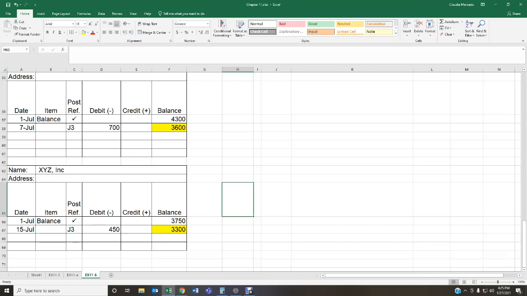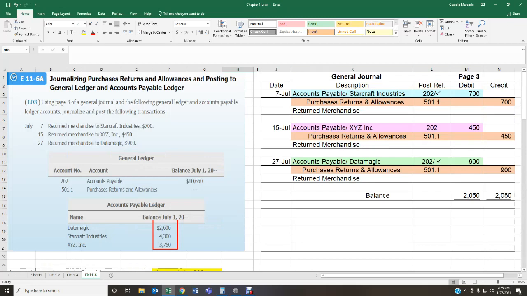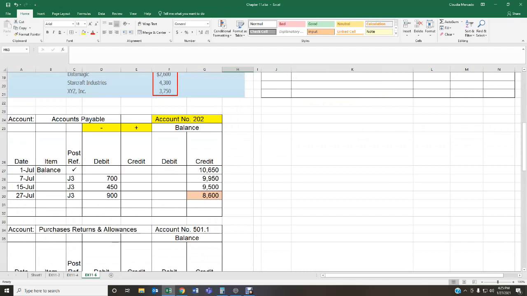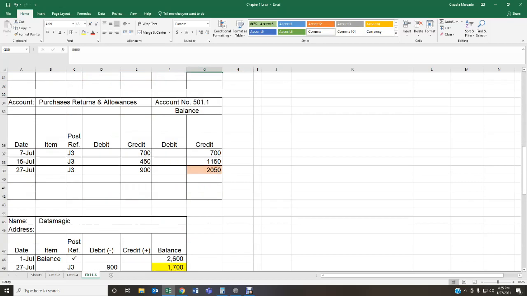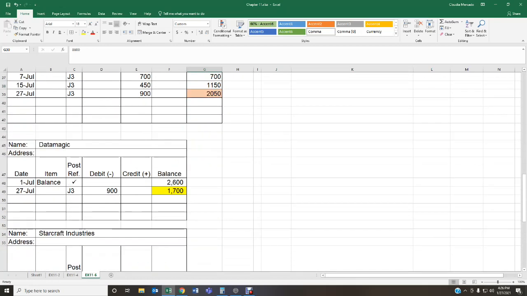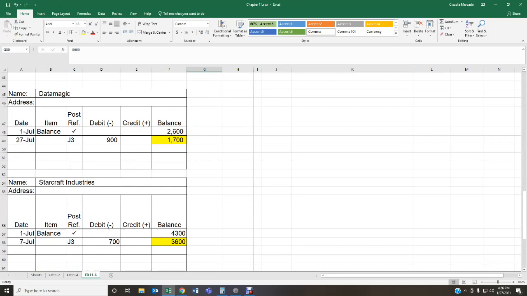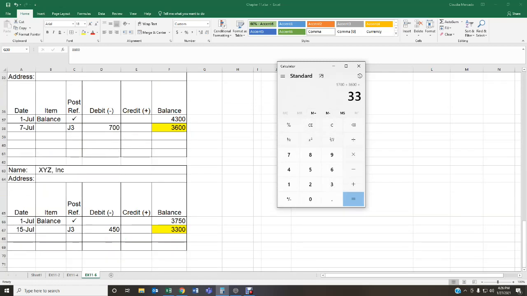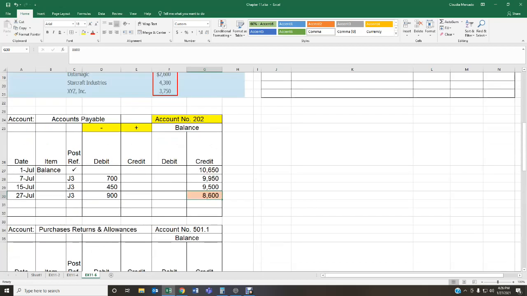So what we've basically done is we've processed the return in our journal. We've transferred the returns over to our accounts payable ledger, which says that we owe our different customers $8,600. Down here we have the detail of who we owe. So let's see if this is correct. We've got 1,700 plus 3,600 plus 3,300. That gives me $8,600, which is the $8,600 over here.